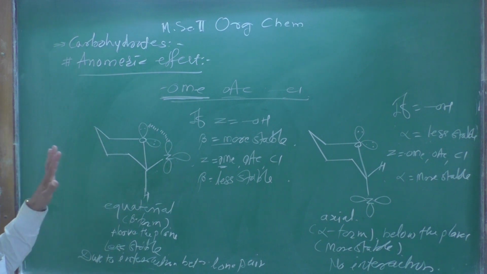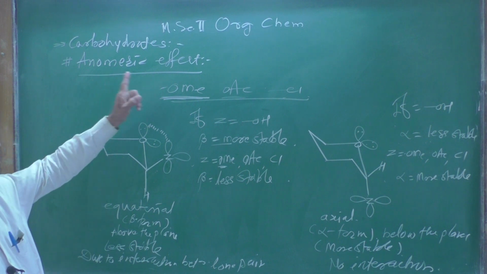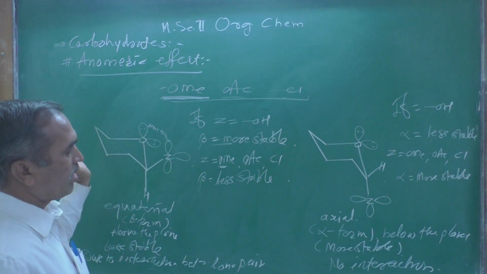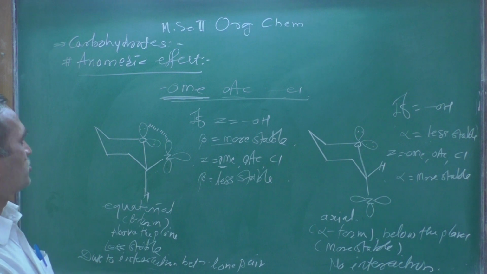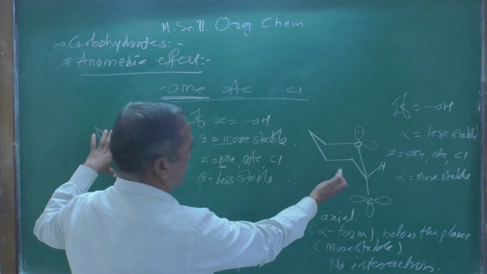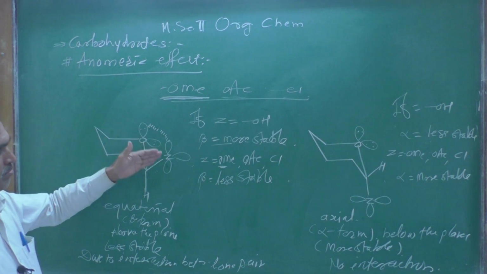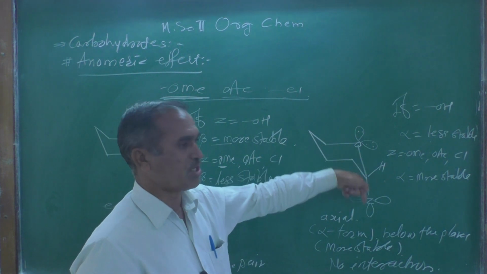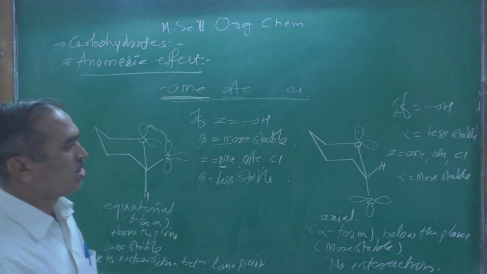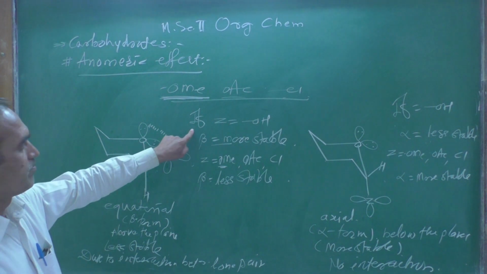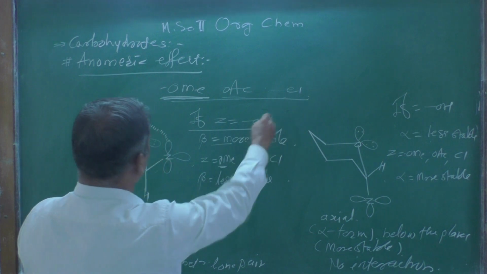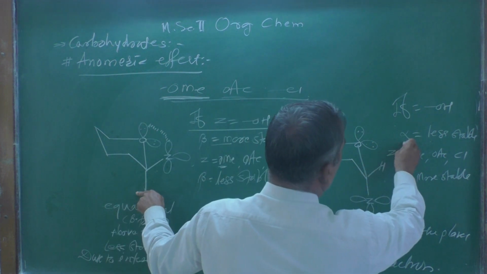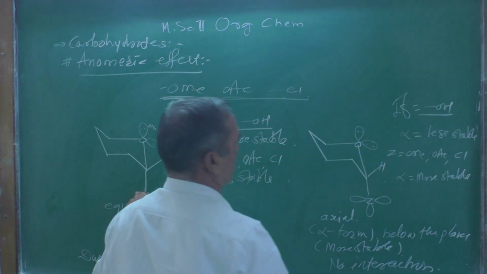Once again, look here. While explaining the anomeric effect, what do we mean by the anomeric effect? Let us see. I have drawn two structures here. One structure is like this, another structure is like this, where Z is at the equatorial position. In this structure, the Z group lies at the axial position, and if I assume that Z is equal to OH, then the beta form is more stable. Here Z is equal to OH at the alpha position.